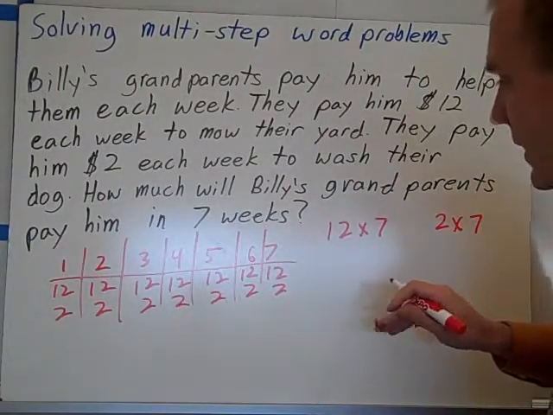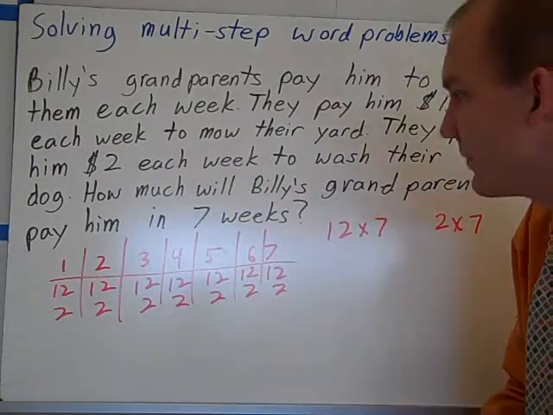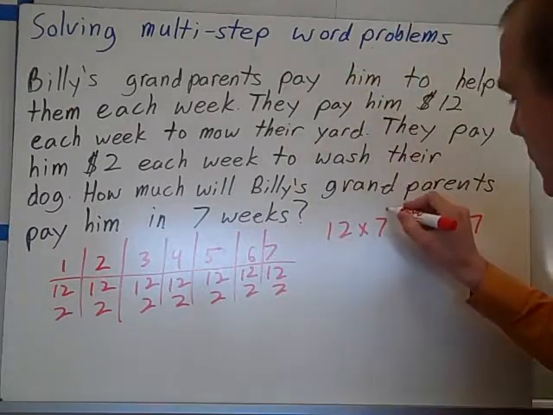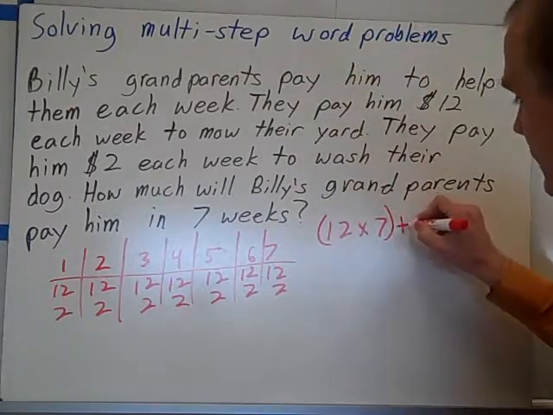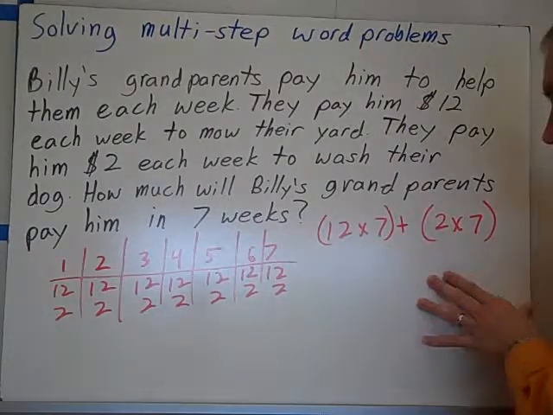And then what I realized is that I have to actually combine the two to find out how much Billy's grandparents pay him in 7 weeks. I need to combine both of these because he gets paid for 2 separate jobs. So I can put parentheses around these to make sure I multiply first and add them up. And right here's an expression.